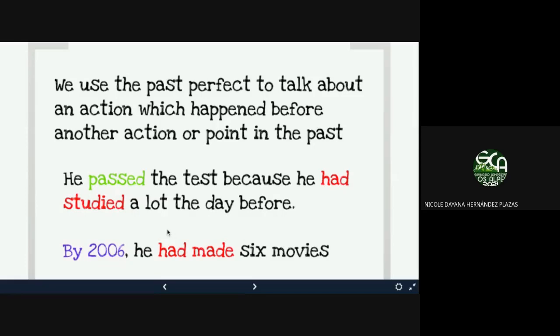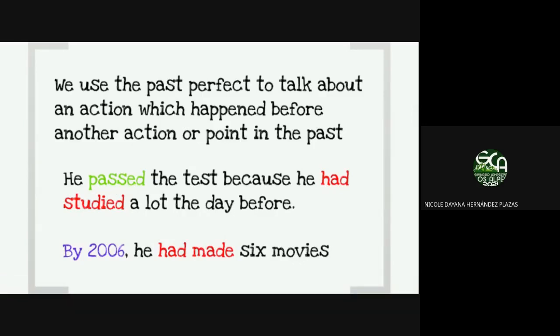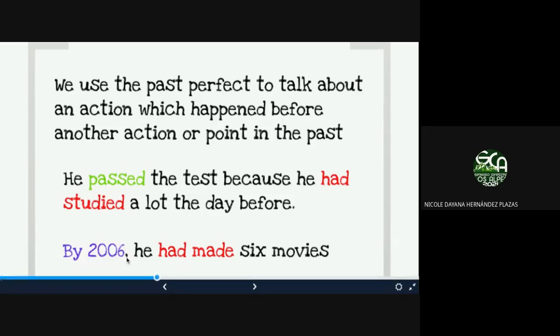Like by 2006, he had made 6 movies. In this first example, you have like a structure in past simple that is telling you, hey, this is the most recent action. But what happened on the second one? Do you have like a sentence? Do you have a structure in past simple or no? La fecha, eso como decirlo en inglés. The date. So yeah, that's it.